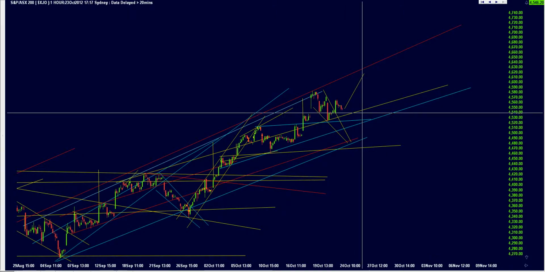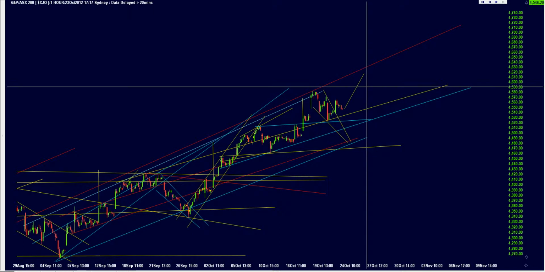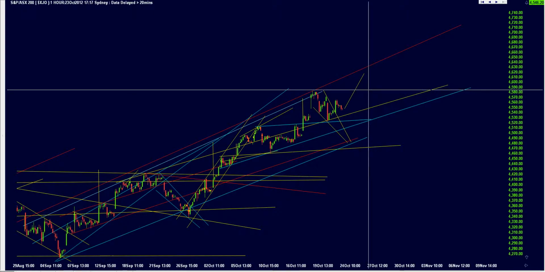But for now, guys, I'm still okay with the ASX 200, and this market seems to just want to keep going up when it gets a chance.